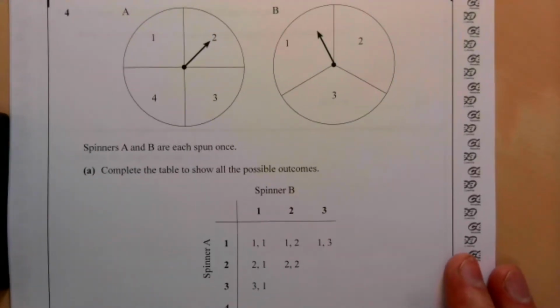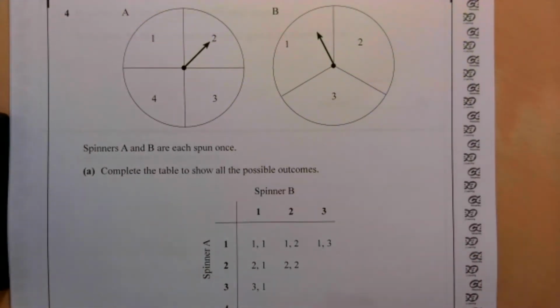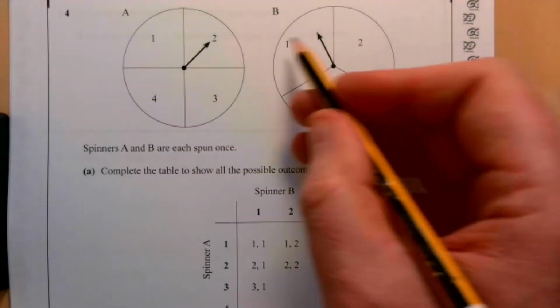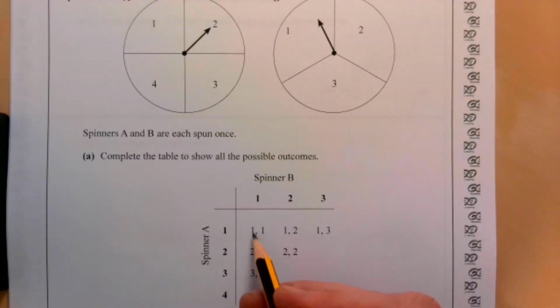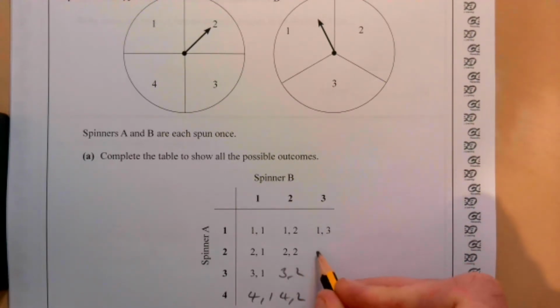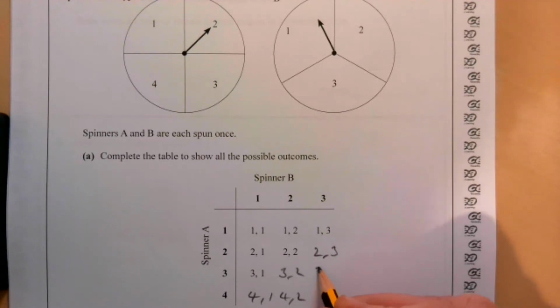Question 4, we have 2 spinners, each one spun once. Show all the possible outcomes. So here we're going to have 1, 2, 3, 4, that's them here, and then 1, 2 and 3 on this one. So these are written 1, 1, 2, 1, 3, 1 and 4, 1 down here. 1, 2, 2, 2, 3, 2 and 4, 2, then 1, 3, 2, 3, 3, 3 and 4, 3.